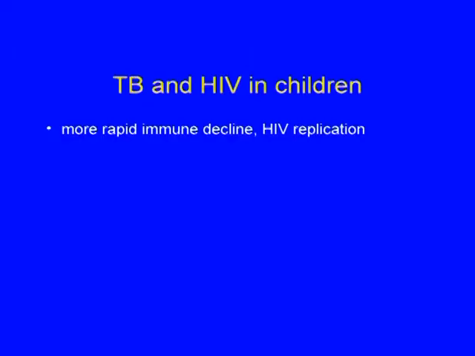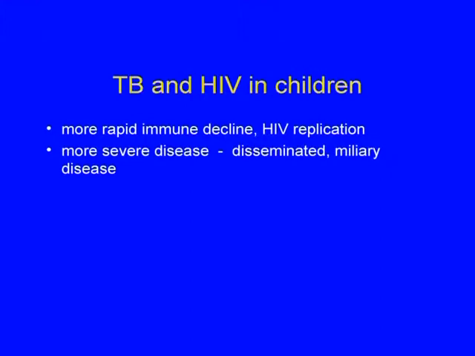And I'm sure all of you are aware of the impact of co-infection in HIV-infected children, so that HIV-infected children who develop TB have more rapid decline in their HIV status, much more active HIV replication. They tend to get more severe disease with disseminated disease, miliary disease, TB meningitis. There's a higher mortality in HIV-infected compared to uninfected children.